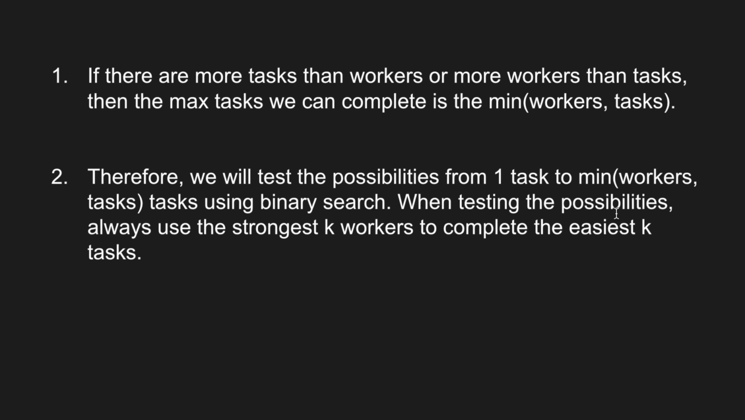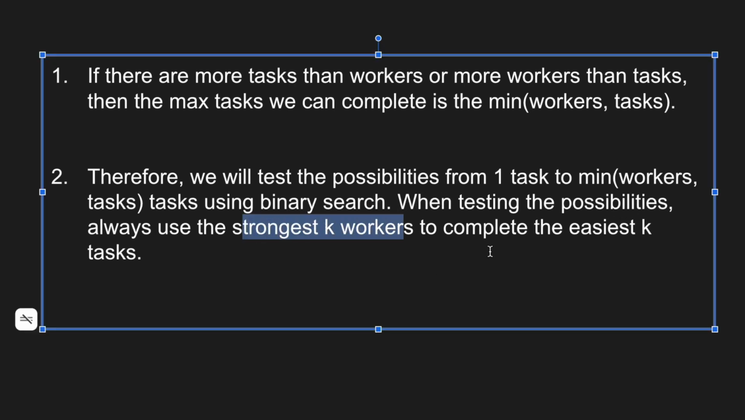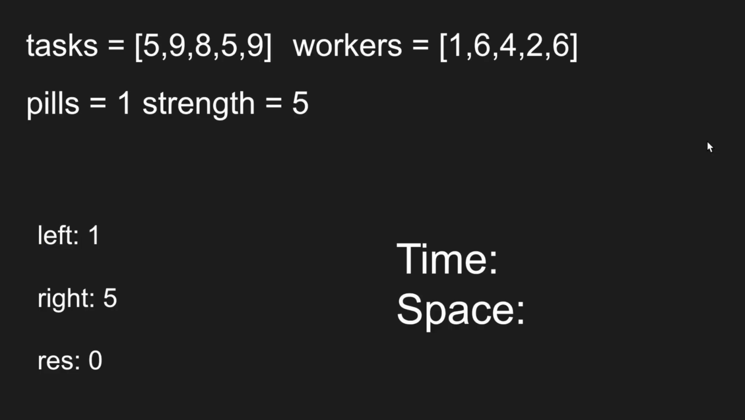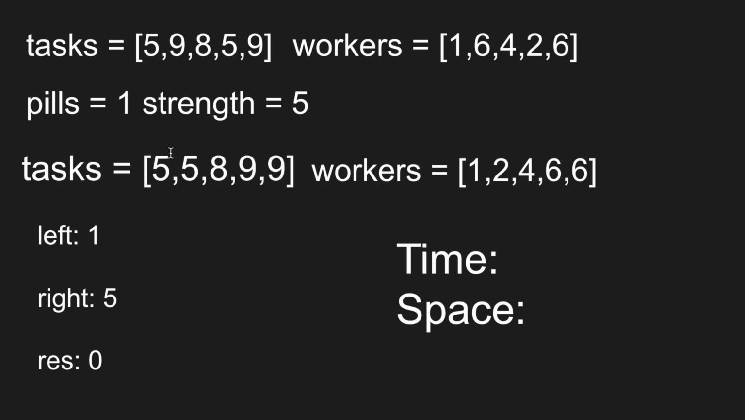When we are testing the possibilities, we will always use the strongest K workers and see if they can complete the easiest K tasks. Let's go over this example real quick. Since we need to know who the strongest workers are and what the easiest tasks are, we need to sort both tasks and workers. Now we can use binary search. Left would be 1 task, and right would be 5 because the lengths are both 5, assuming we can complete all 5 tasks.